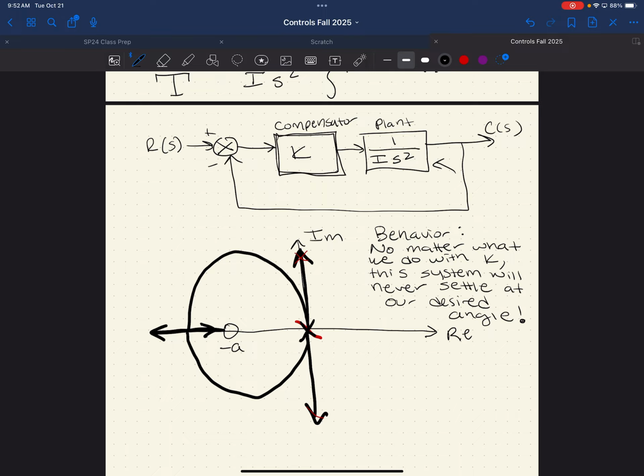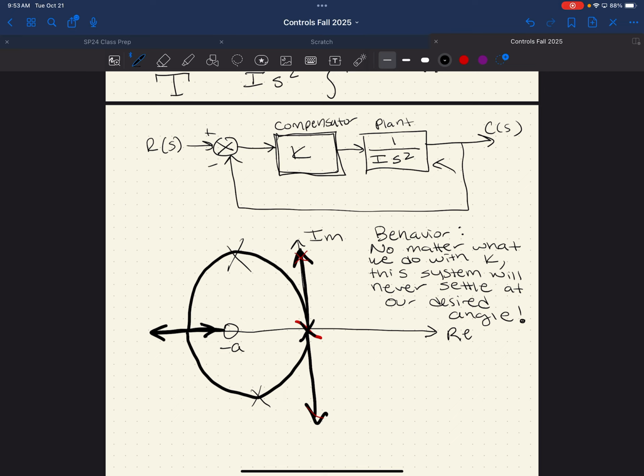I see some nodding. Yes, why do you think that? Because there's a pole that's entirely on the real axis. There is a pole that's entirely on the real axis. So remember, if you have any amount of pole on the imaginary axis, you will have some oscillation. Now, that doesn't necessarily mean that these poles will oscillate forever. In fact, they're underdamped poles, right? So that means that it'll oscillate, and then it'll damp out, and it'll approach our final value. So yes, basically all of these poles will eventually approach the desired value.